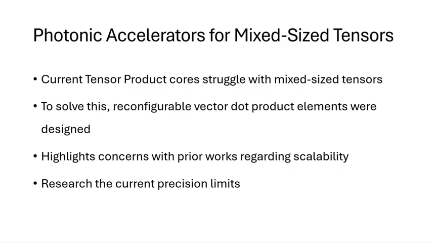To solve this, reconfigurable vector dot product elements were designed. Reconfigurable vector dot products are designed to substantially improve multiple areas of hardware utilization, namely determining the reaggregation size based on the smallest decomposed kernel vector. Determining reaggregation size based on the most common smallest decomposed kernel vector maximizes opportunity for utilization efficiency.